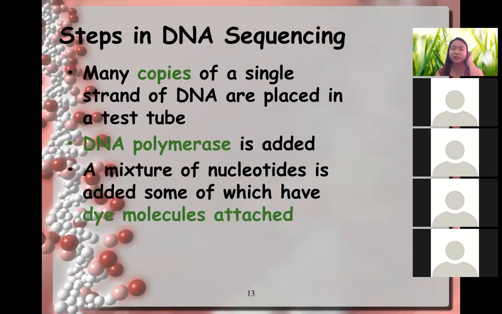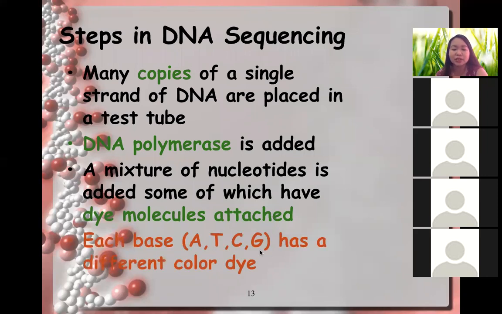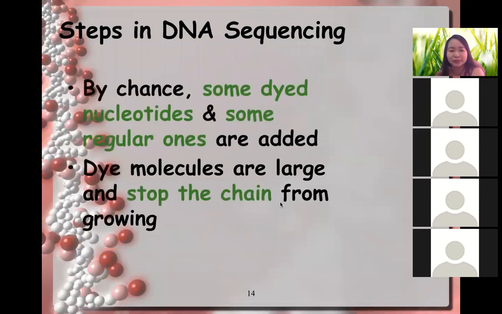So now we proceed to DNA sequencing. So in a single DNA, we could make a lot of copies of that. No, we can multiply its copies. Then they are placed in a test tube and run through a DNA polymerase. So a mixture of nucleotides is added, some of which have dye molecules attached and which contain ATCG bases, adenine, thymine, and guanine, each has a different color dye. So these are the steps.